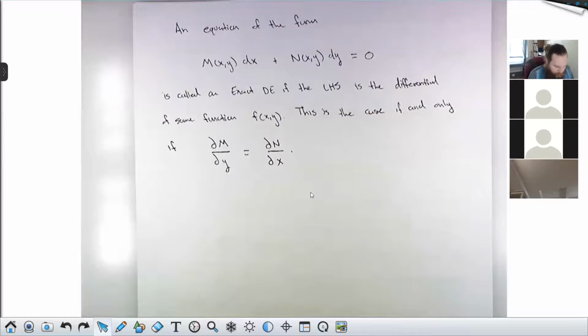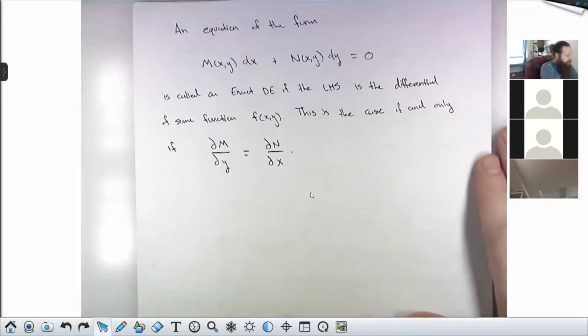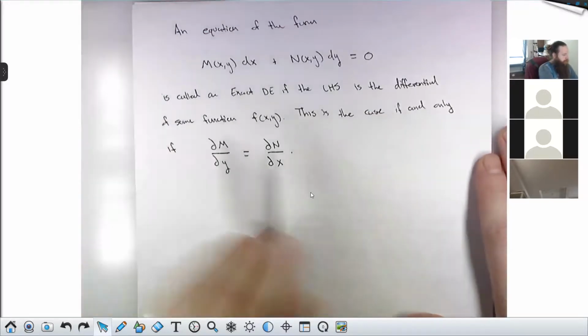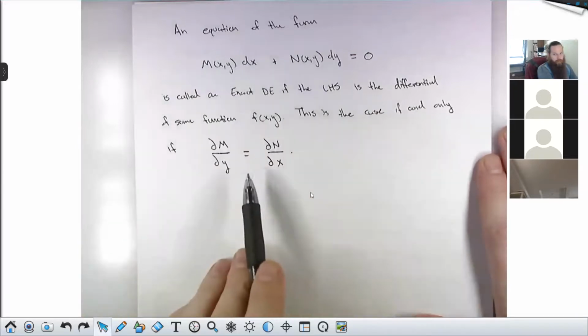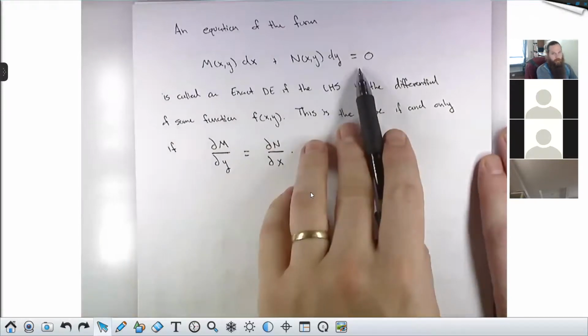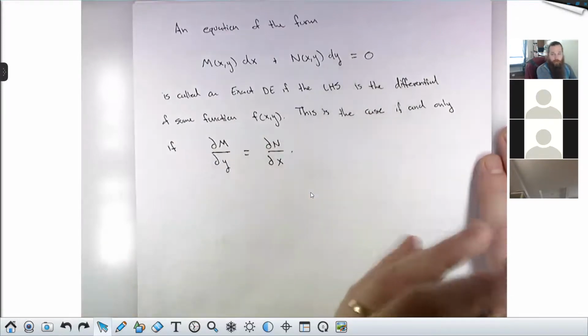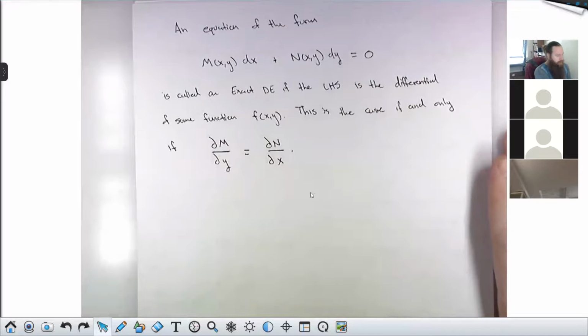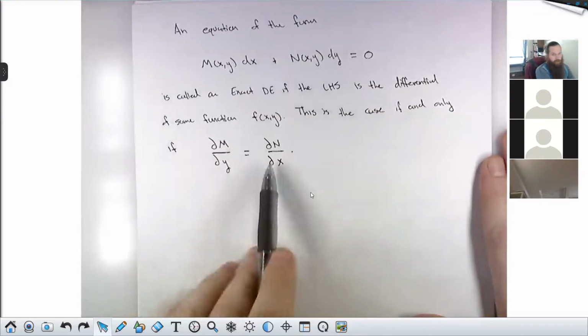Where's a nice example one? So you've got to hold on to this. This is the big thing for section 2.4: you get an equation that looks like this, and you want to know if it's exact. I'm going to show you a new method of solution, but before you can apply that method, you have to check whether this condition holds.